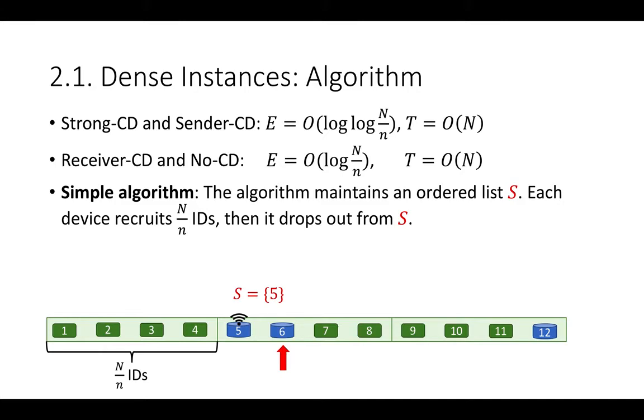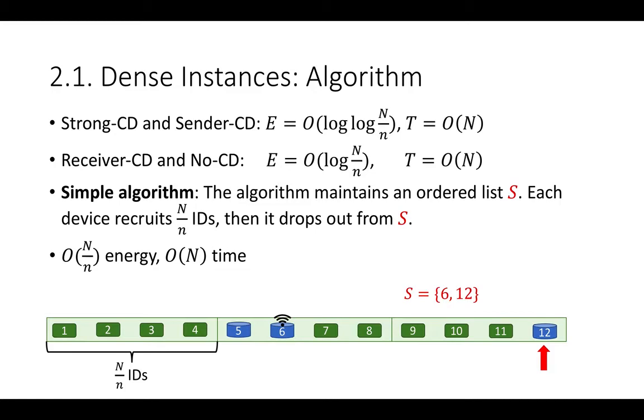So it will speak to this device 6, and then it knows that, okay, 6 is present. So we will put 6 into the list S, and then we'll move on. After recruiting all the devices in this group, the device 5 will drop out from the list S, and then the next device 6 will be responsible to recruit all the devices in the next group of IDs. And in the end of the algorithm, we will get an ordered list S that is non-empty.